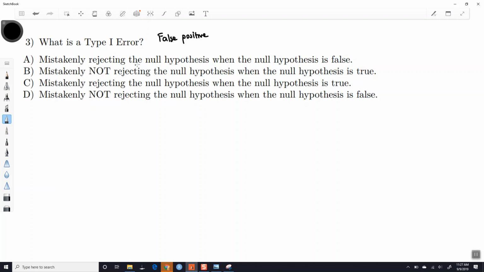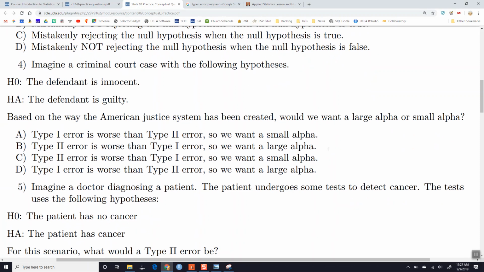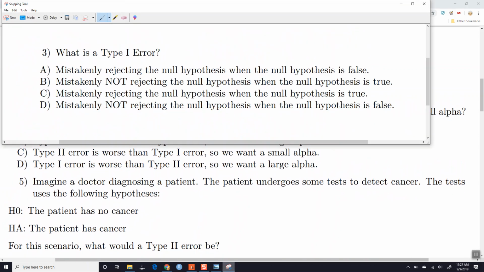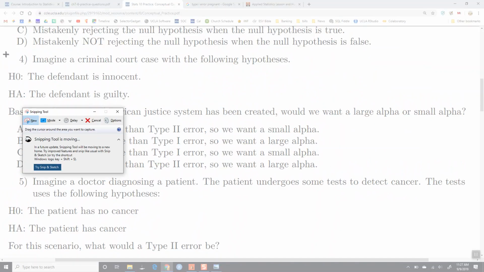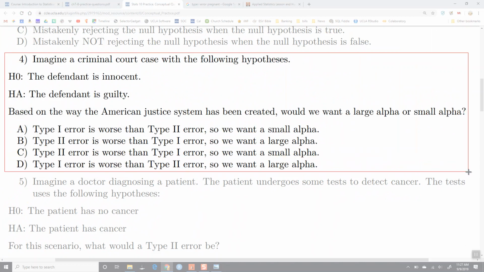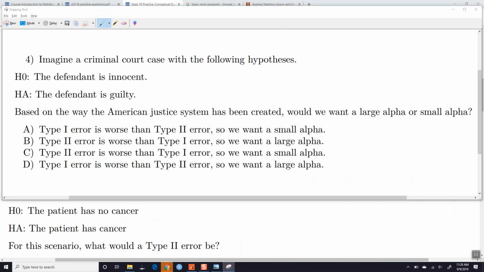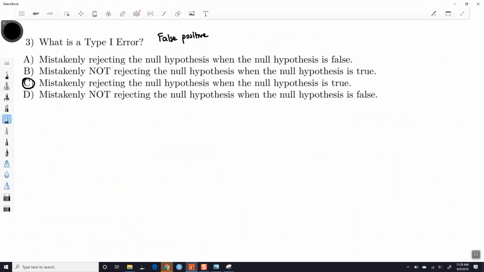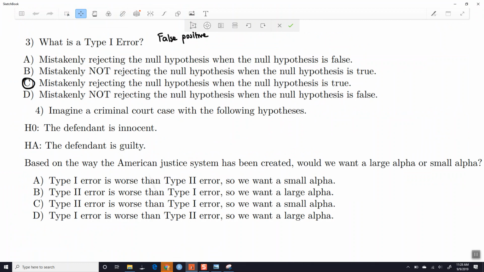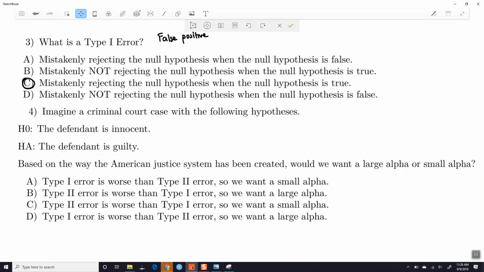Okay, and so that means we've rejected the null hypothesis, but the null hypothesis is true. Okay, so we've got there. Let's take a look here. So we've got a criminal court case. Set up: defendant is innocent, defendant is guilty. Is type 1 error worse or type 2 error worse? And do we want a big alpha or small alpha?